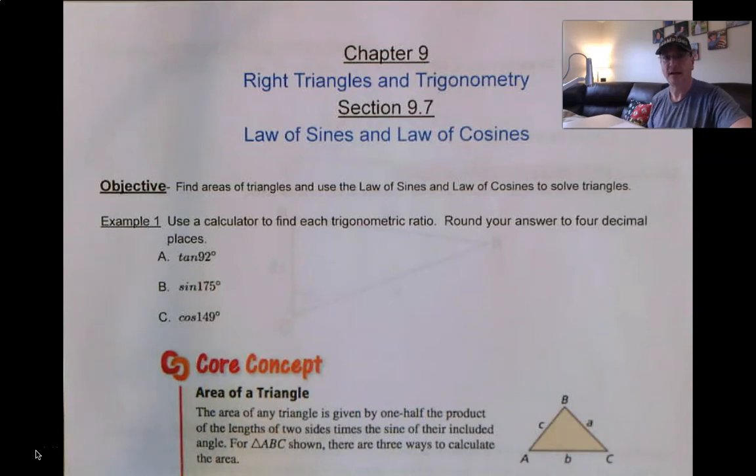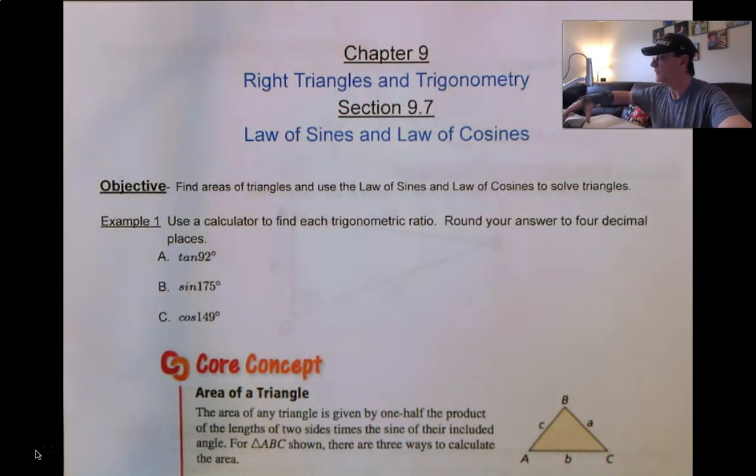Hello everyone, section 9.7, law of sines and law of cosines. We're going to start off by finding each of these values using a calculator. What happens in this unit is we've discovered that we can take sine, cosine, and tangents of angles that aren't in triangles. They are not found in right triangles. In fact, this whole unit is about non-right triangles, and how we can use law of sines and law of cosines to find the missing sides and angle values.